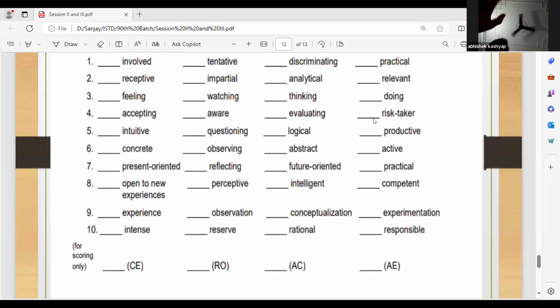Don't write the word. I'm not writing the words. I'm just doing the calculation.